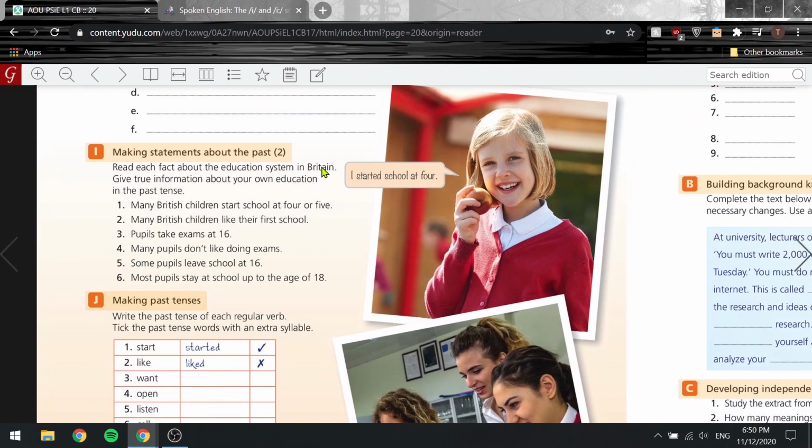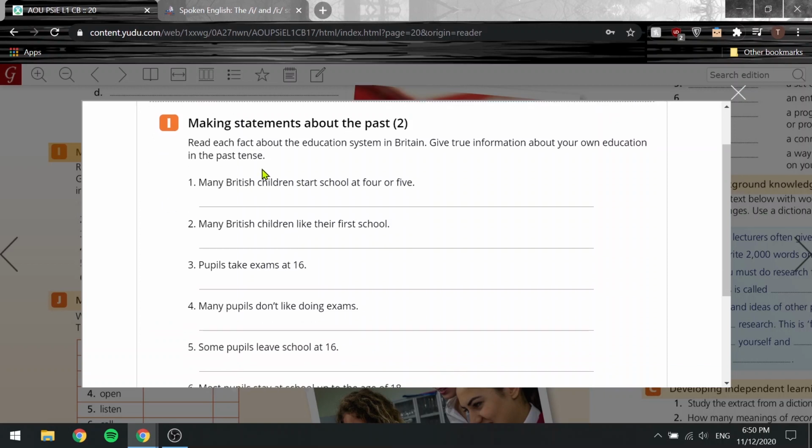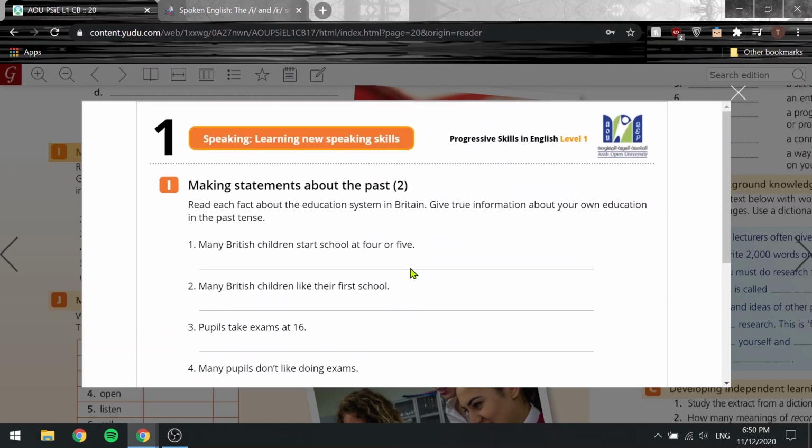Now let's take a look at exercise I, making statements about the past too. So read each fact about the education system in Britain. This is the same one that we reviewed in the previous page. And give true information about your own education in the past tense. Again, this will be up to you, but you have to give true information about your own education. So I'm going to be talking about my own personal information here in the past tense. Remember, in the past, okay?